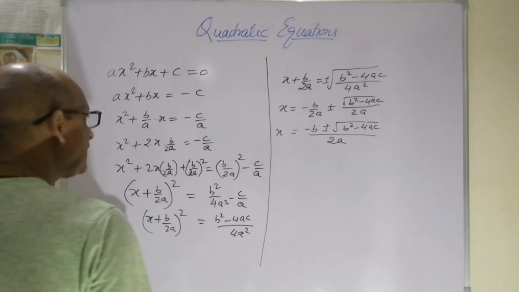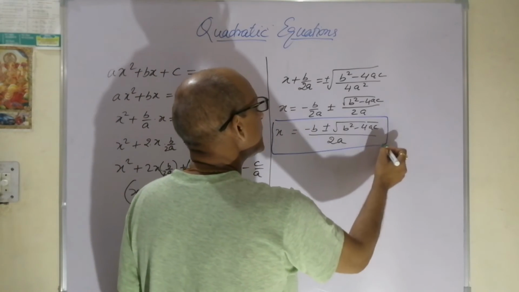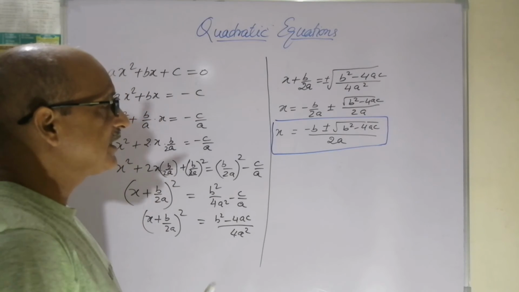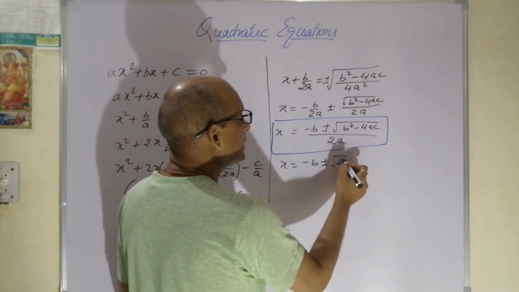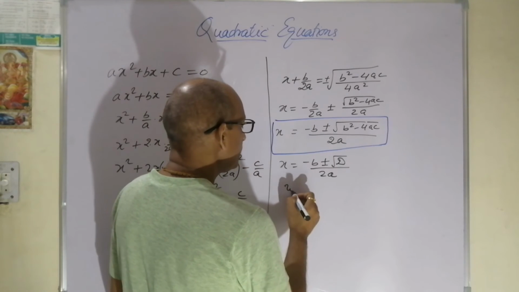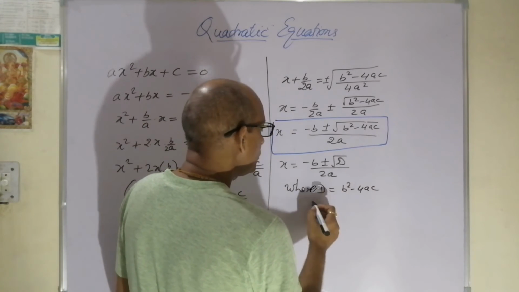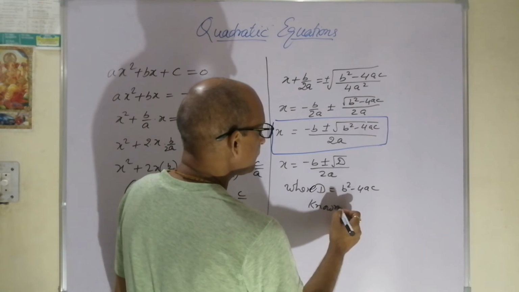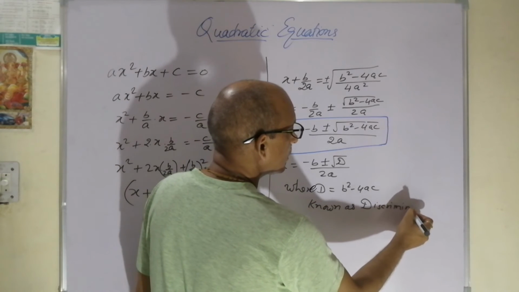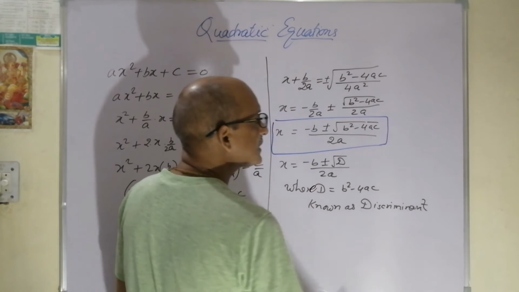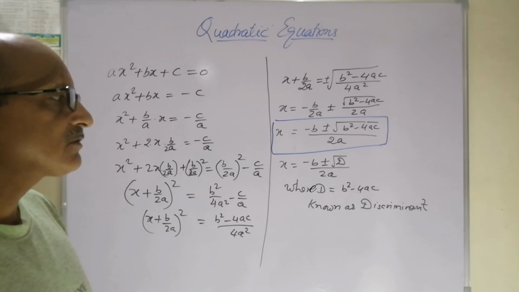It is known as Sridharacharya formula for quadratic equations. Also we can reduce it by considering something. x is equal to minus b plus minus under root D upon 2a, where D is equal to b square minus 4ac, known as discriminant. So discriminant is b square minus 4ac.